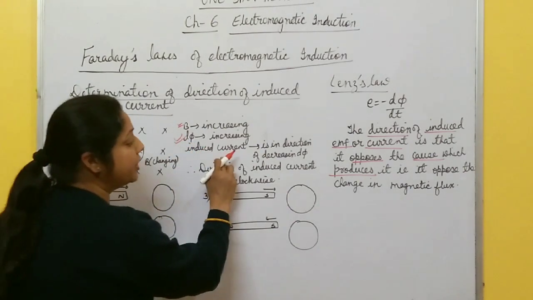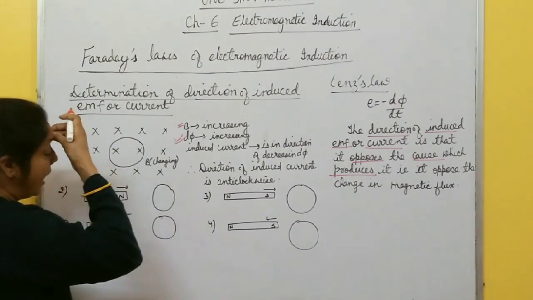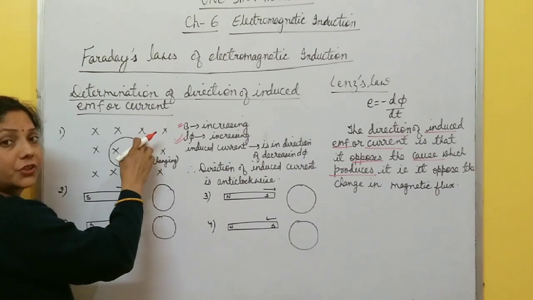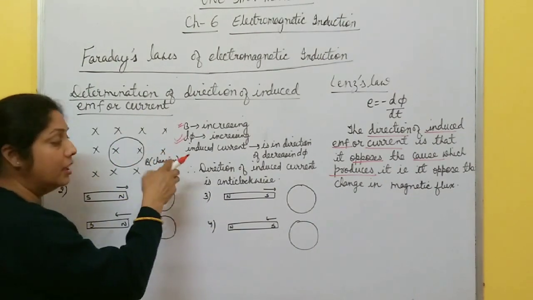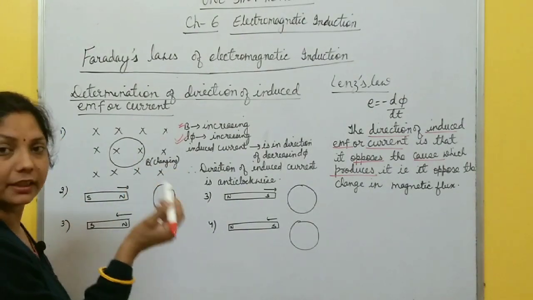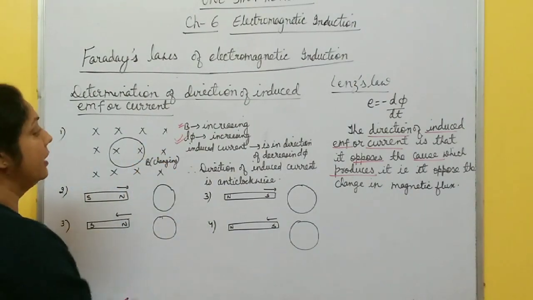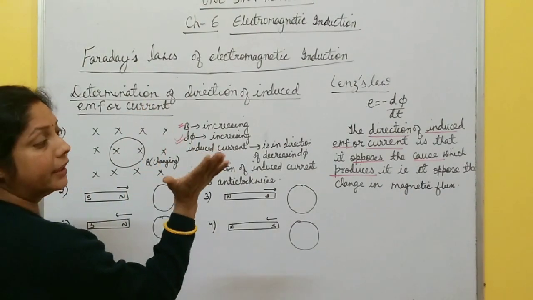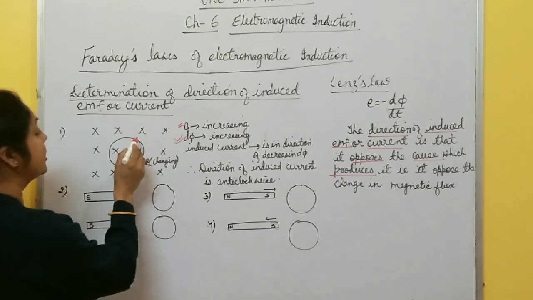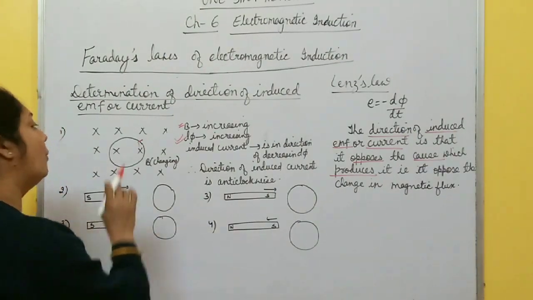Now the direction of induced current is such that it tries to decrease the change in magnetic flux, and magnetic flux decreases only if you take the reverse direction of magnetic field. Here the magnetic field is inward. If you take the magnetic field outward, then the flux decreases. And if the magnetic field is outward, then the direction of induced current is what? Anti-clockwise, right? So the direction of induced current here is anti-clockwise, right? Why is it anti-clockwise?